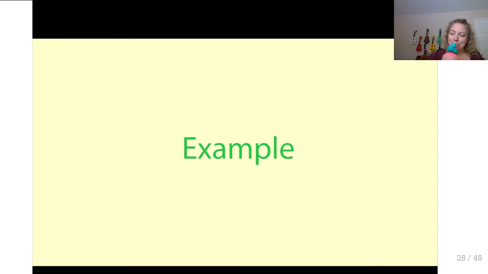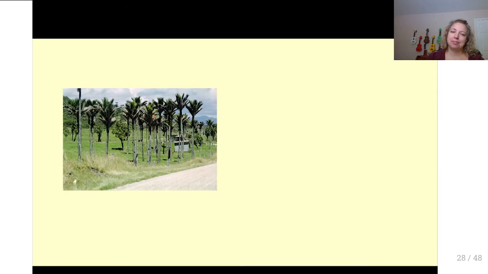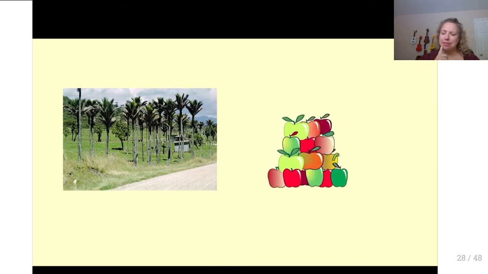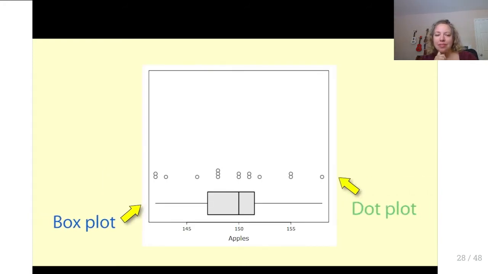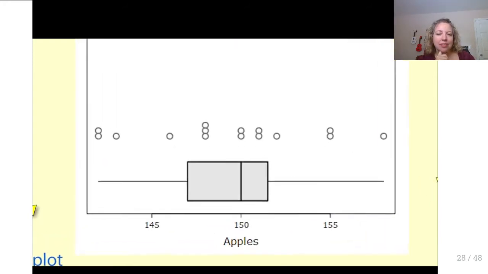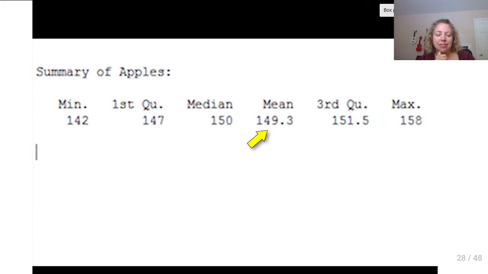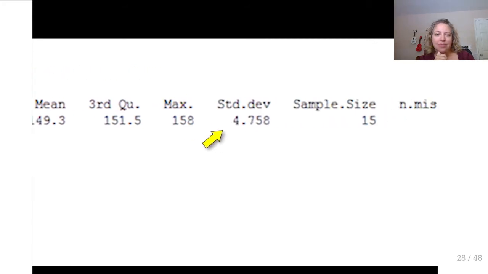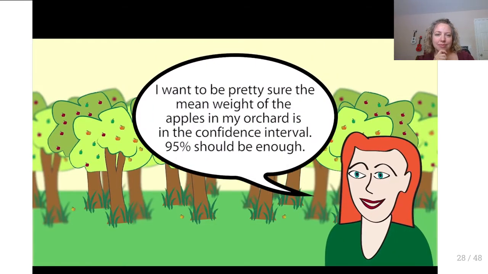Here's an example. We wish to estimate the mean weight of apples in the orchard. We take a sample of 15 apples from the orchard. These are their weights. This combination box plot and dot plot shows the distribution of the sample. We use Insight to get these summary statistics. We can see the mean value of 149.3 grams, the standard deviation of 4.758, and the sample size of 15. We wish to find a 95% confidence interval for the mean weight of apples in the whole orchard.